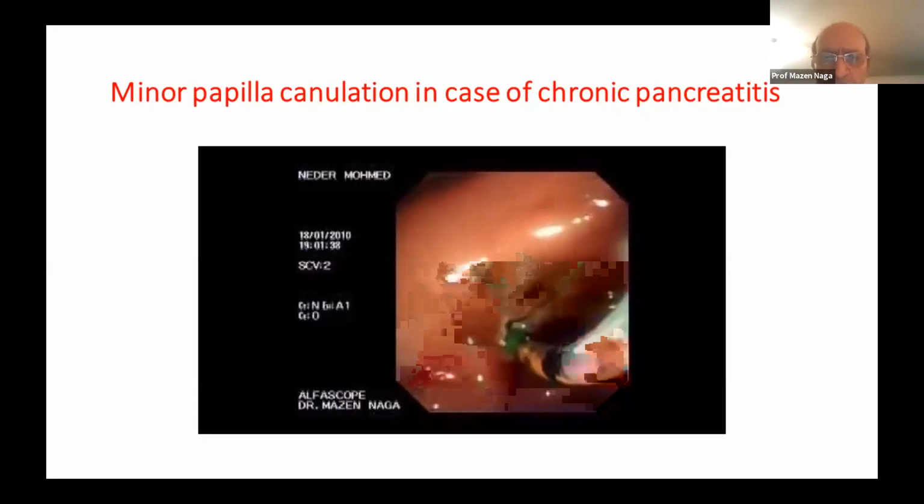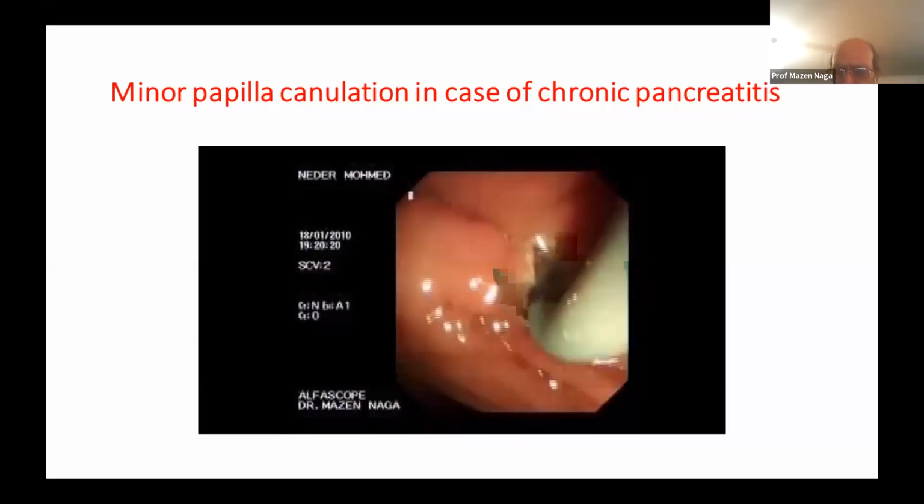Multiple orifices are found in the pancreatic duct stent.